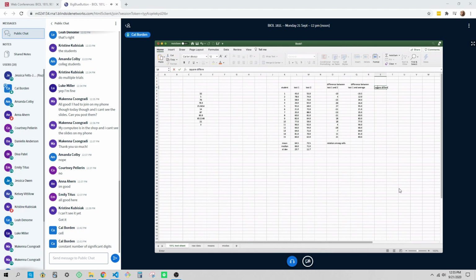Square the difference. I can come down here. There is no square sign, so I'm just going to take this, multiply it by that again, and that's my square. I'm going to come down. I don't like all those numbers, so I'll come over here and go to 1 decimal place. Now, I'm going to put sum. Now I'm going to add them. Sum. There's my sum of squares.